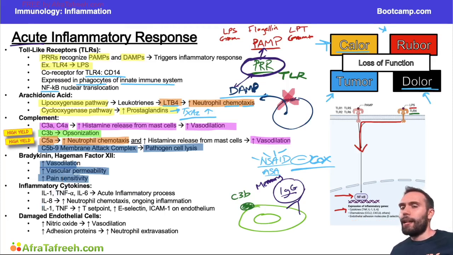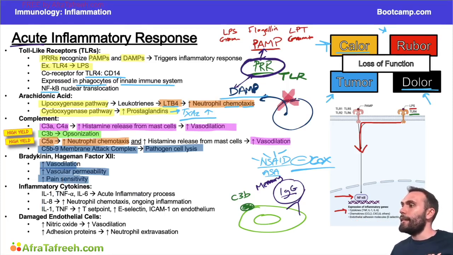Now, inflammatory cytokines, we have a whole video just on cytokines. Again, a lot of this stuff is interweaving, so we get our reps in, right? So you see this a couple times. But the big inflammatory cytokines you want to remember for the acute inflammatory response, the first one is going to be interleukin 1. Okay, so interleukin 1 is going to have a few different effects.